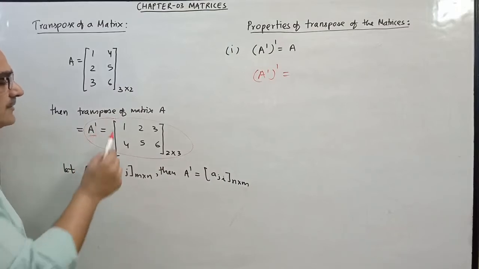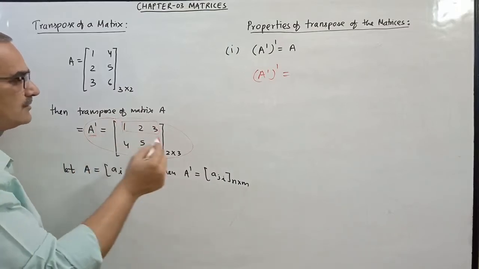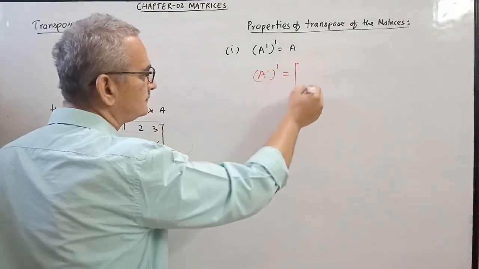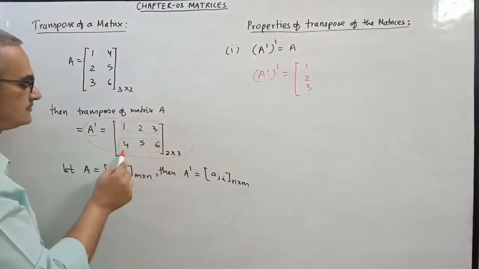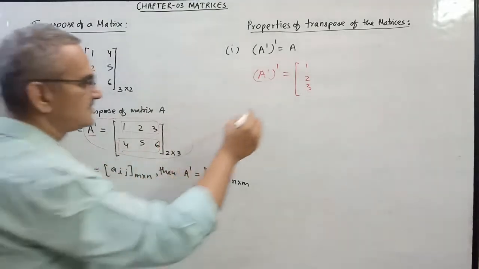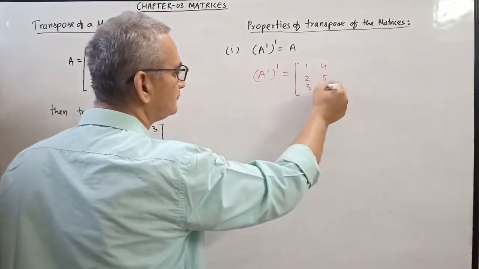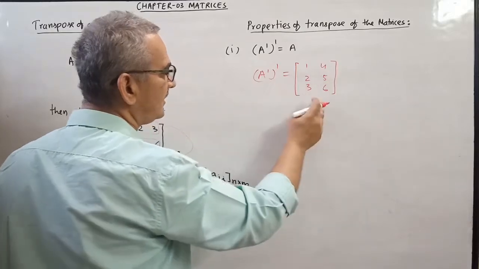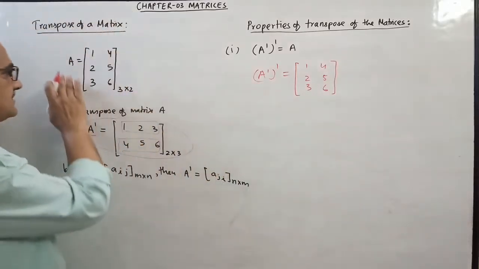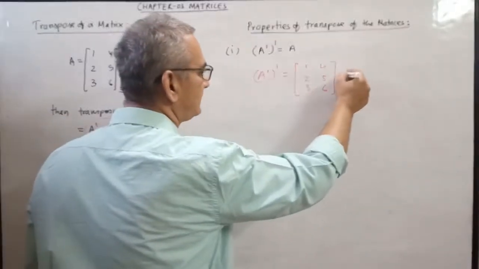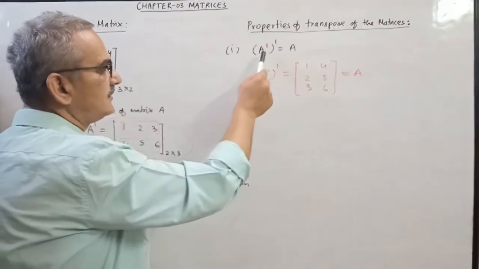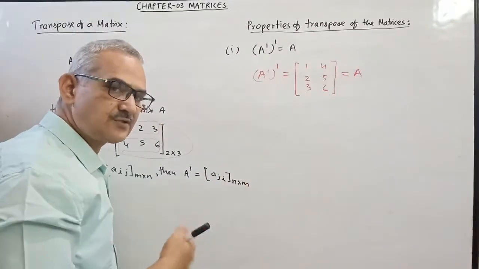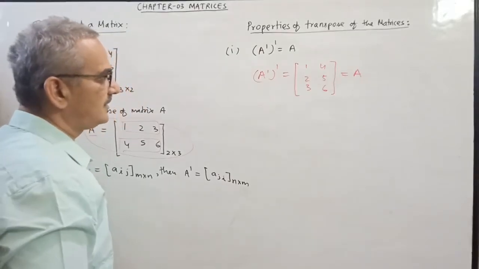Now what will happen? This first row will become the first column, and this second row will become the second column. So what are you getting? This is nothing but A, the original matrix A. So that is the first property. The double transpose of a matrix gives you the original matrix again.